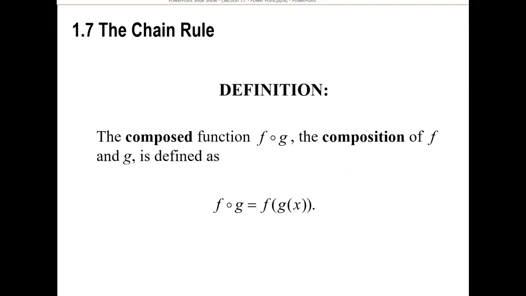All right, so the definition for a composition of functions. The composed function f composed with g, where this little open circle is the symbol for "composed with," meaning the composition of f and g, is defined as f composed with g equals f of g of x. So basically, in this situation, g of x becomes the input into the function f of x.